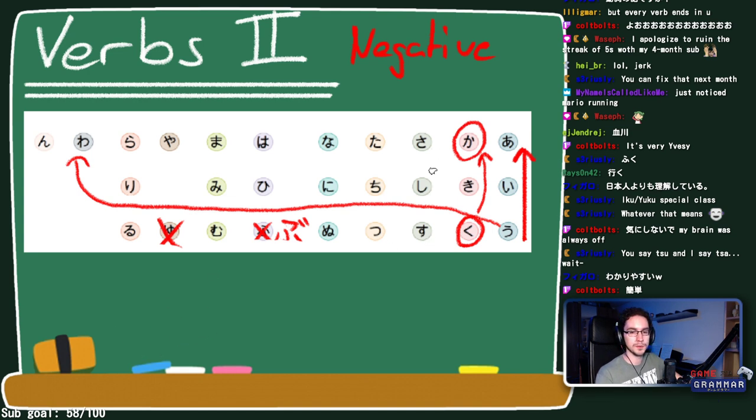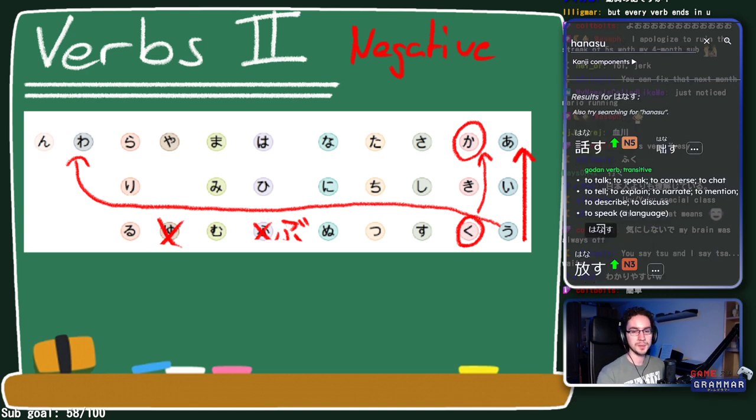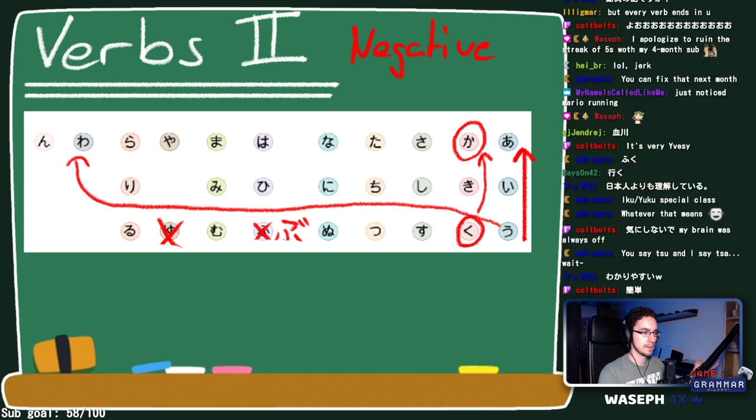Su. Let's do one with su. Hanasu. I'll just give you one to get this process done, and then we can do maybe some examples afterwards in chat. Hanasu would be to talk, to speak, to have a conversation. I didn't show you for very long there, but don't worry about it. The point is conjugation today. So let's write it down.